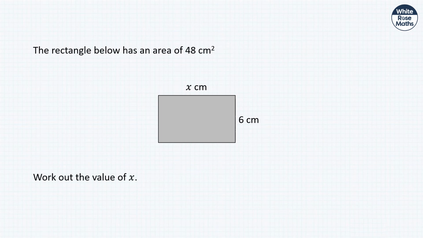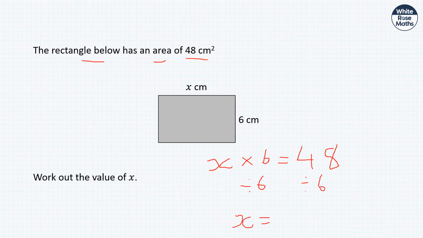Okay, this next question. The rectangle below has an area of 48 centimetres squared. Work out the value of x. So the area of a rectangle is length times width, so x times 6 is equal to 48. Now I want to get x by itself, so I'm going to divide both sides of my equation by 6. Doing that, I get x is equal to 48 sixths, which is equal to 8 centimetres, or just 8, because the cm is there.